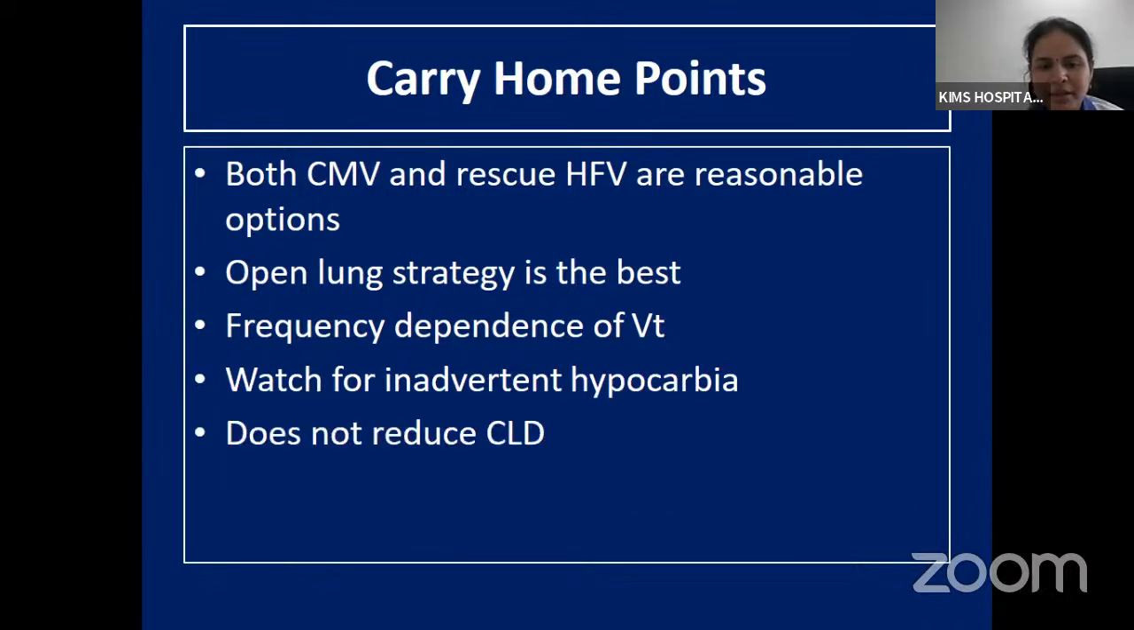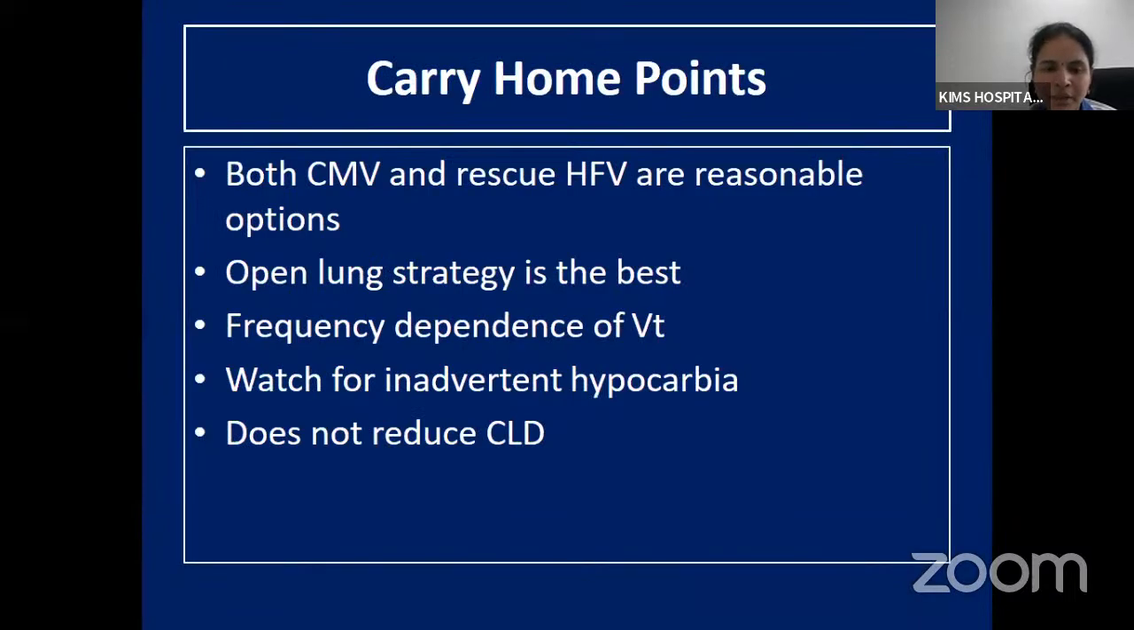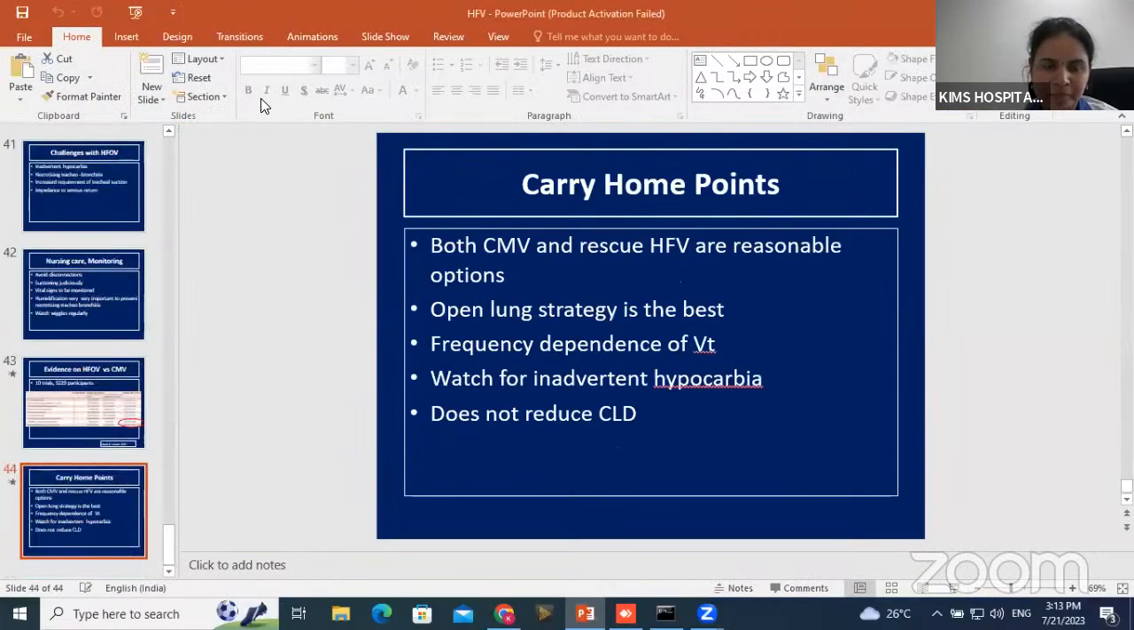One must remember that there is a dependence of tidal volume on frequency, hence increase in frequency can paradoxically result in CO2 retention in high frequency ventilation, and always monitor for inadvertent hypocarbia. The use of high frequency ventilation, despite helping us achieve higher mean airway pressures without causing more lung injury, still has not been found to reduce the incidence of bronchopulmonary dysplasia. So we will now move on to the baby's bedside for a brief demonstration.